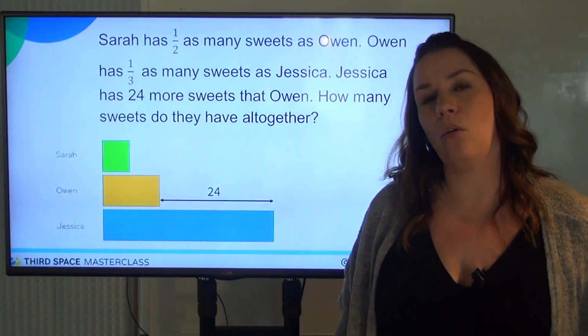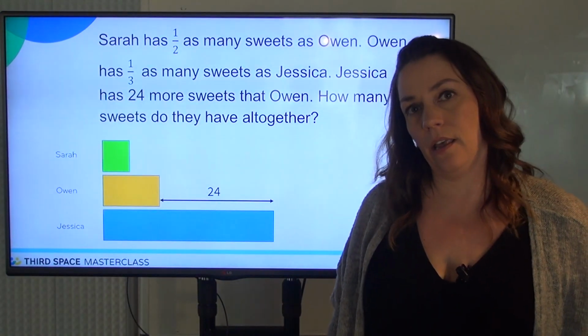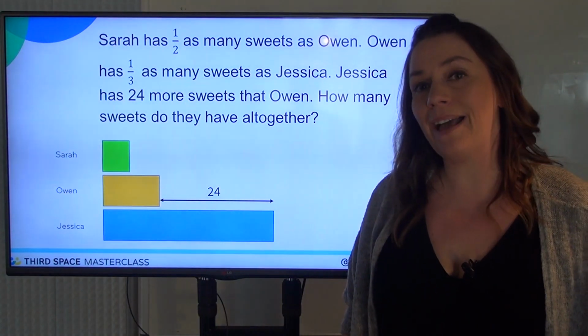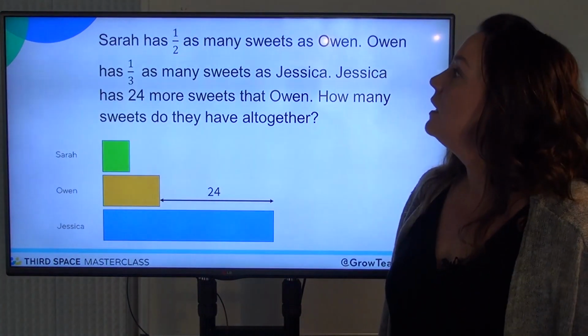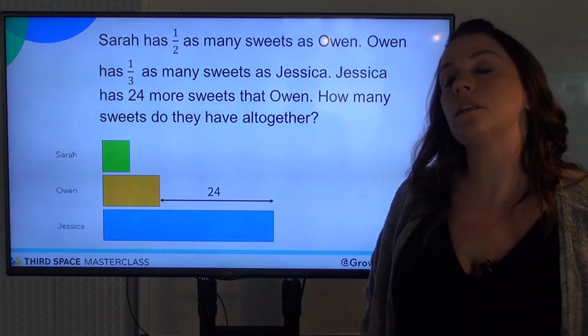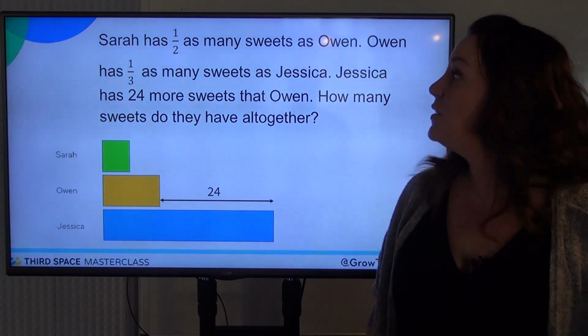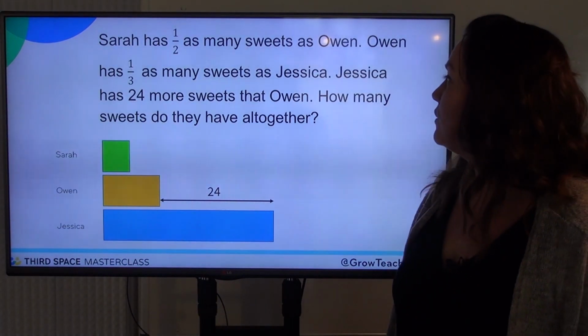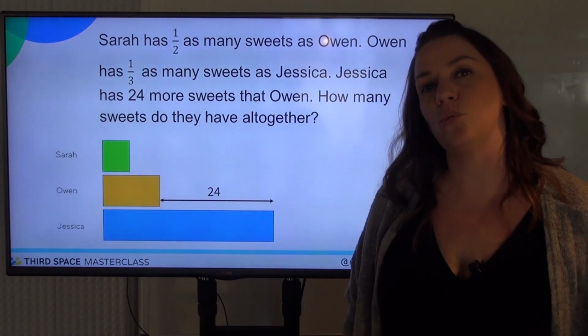So let's see how we might use this in Year 6 and why we might use it. Now here I've got a fractions problem that actually looks really difficult. Sarah has half as many sweets as Owen. Owen has 1/3 as many sweets as Jessica. And Jessica has 24 more sweets than Owen. How many sweets do they have altogether?